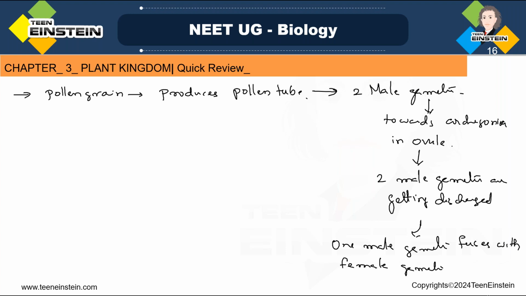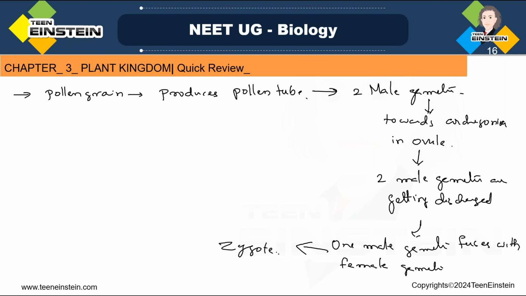One male gamete fuses with the female gamete, and another male gamete degenerates. It is just a chance. If something is happening to one, another one will fuse. Here one is getting fused and the other one doesn't have any role, so it is getting degenerated. So fertilization is performed within that archegonia, and the fertilization is resulting in the formation of zygote.